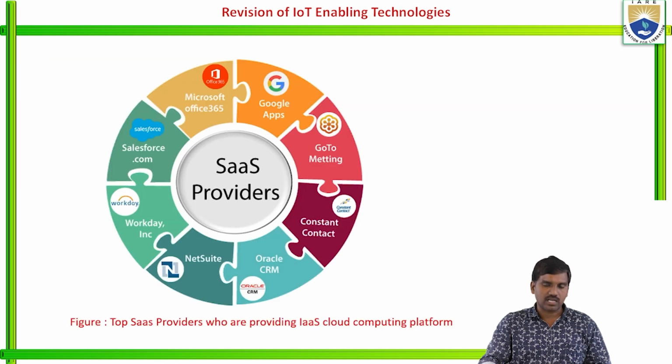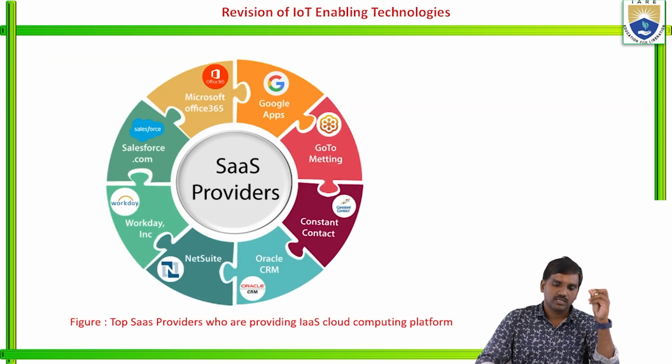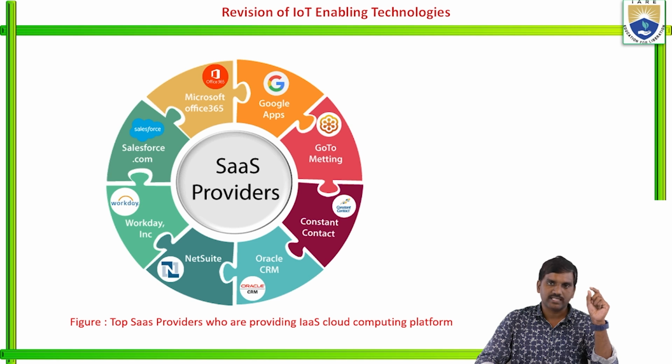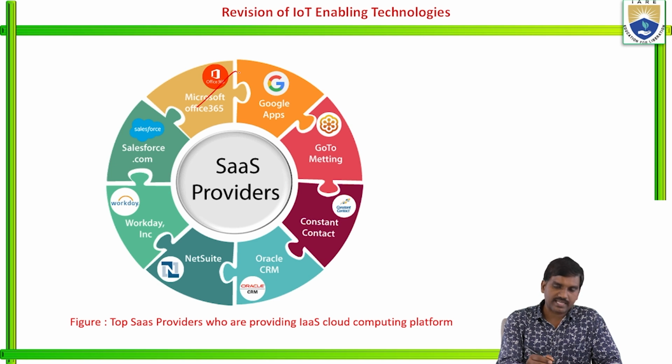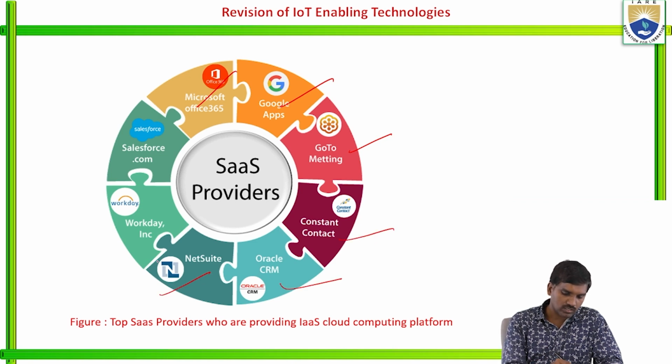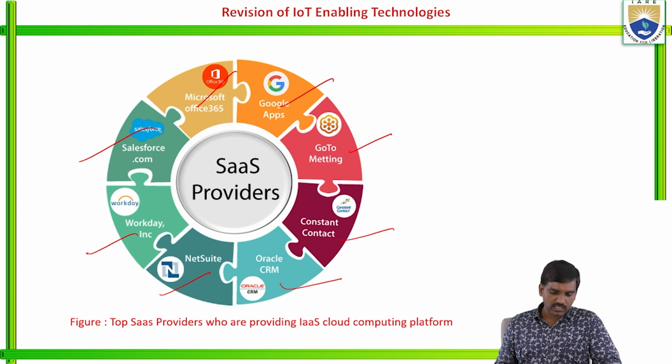So these are some top SaaS providers. Microsoft 365 application is one of the software. Google App Engine is also software. There are also GoToMeeting, Constant Contact, Oracle CRM, NetSuite, Workday, Intuit, and Salesforce.com. So these are some of the top providers.